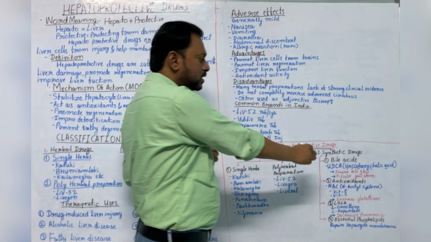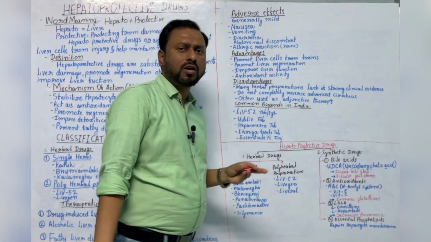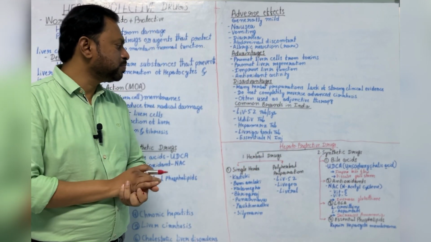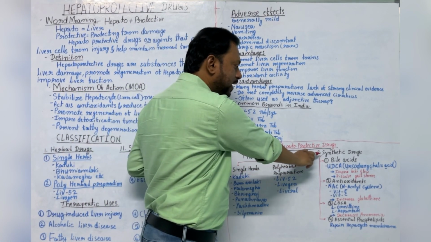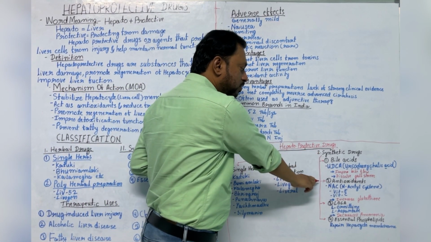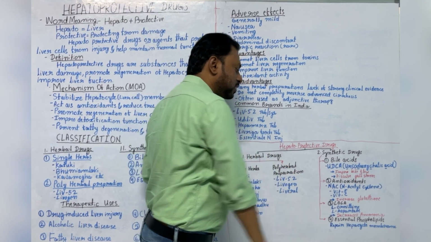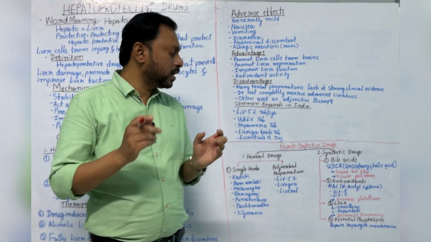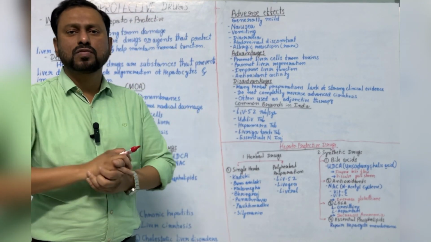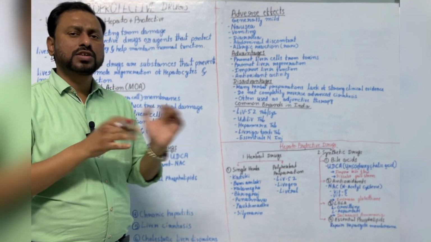Now the second one is the synthetic drugs, or allopathic drugs. The synthetic or modern drugs are again divided into four types. One is the bile acid synthetic drug, second is the antioxidant synthetic drug, next is LOLA, and fourth is the essential phospholipids. These are the four types of synthetic drugs. Now we'll study one by one.